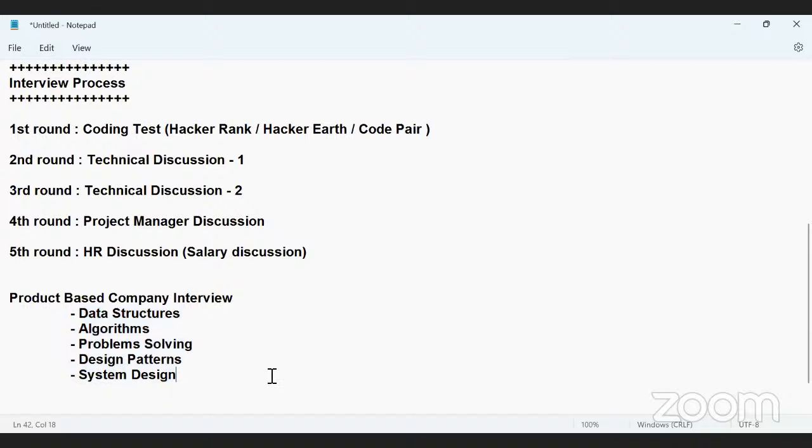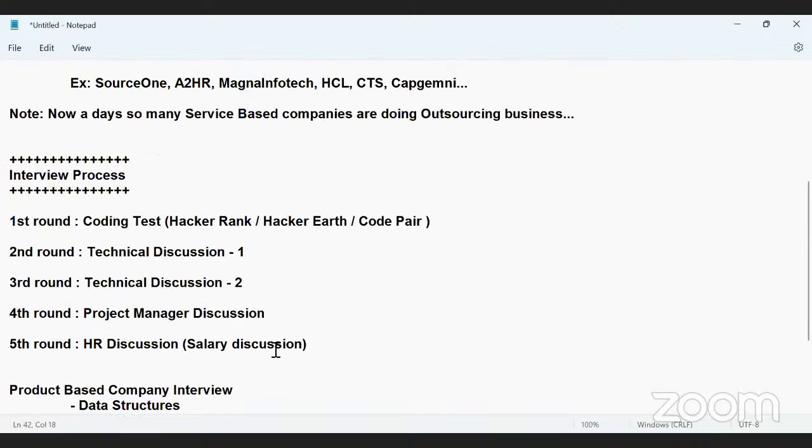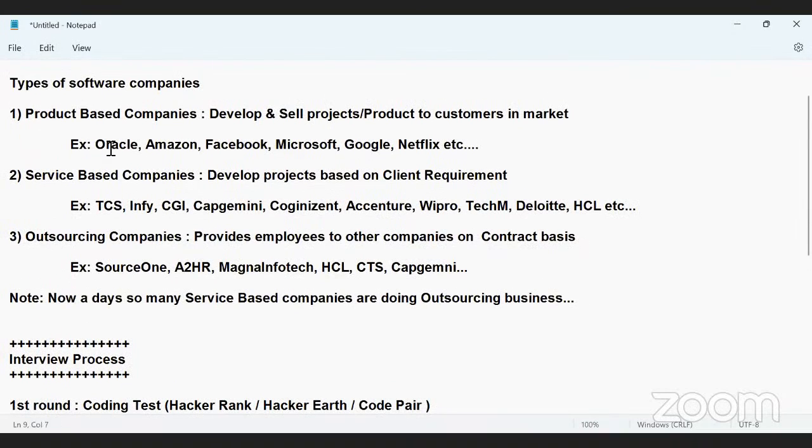If your interview is scheduled for Oracle or Amazon or Facebook, Microsoft, Google, Netflix, they will not ask you what is Spring Boot or what is microservices.